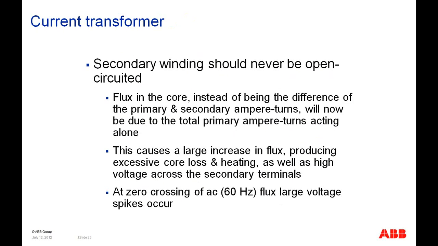So the flux in the core, instead of being the difference of the primary and secondary ampere-turns, now tries to flow all the way through the magnetizing branch. This causes a really large increase in flux and a very high voltage on the secondary terminals, and you cause some spiking. So we need to prevent that from happening, obviously.